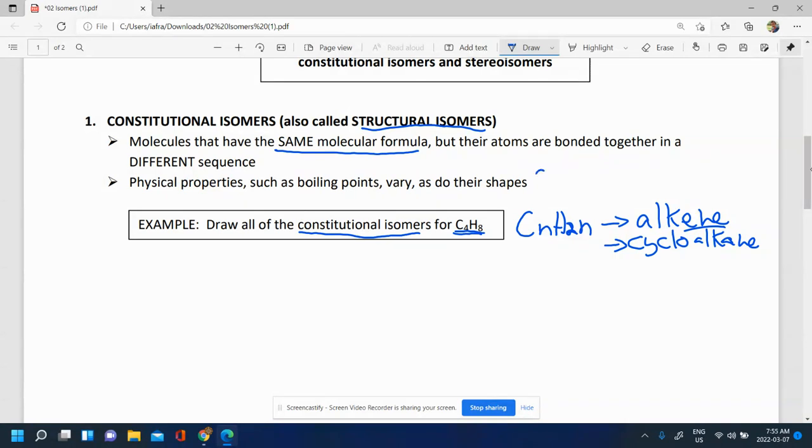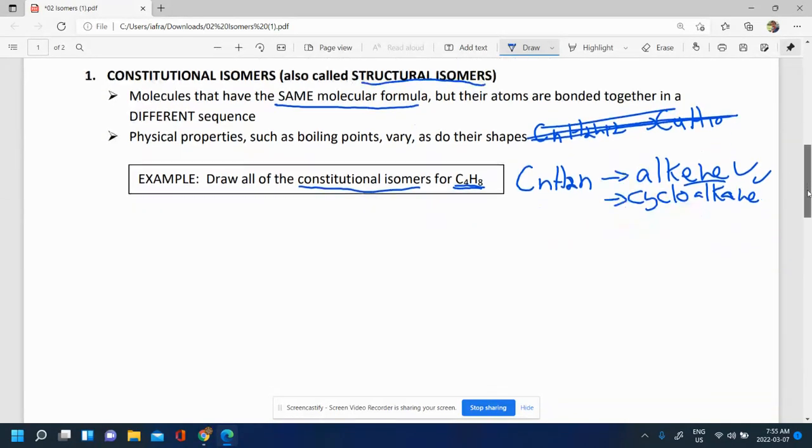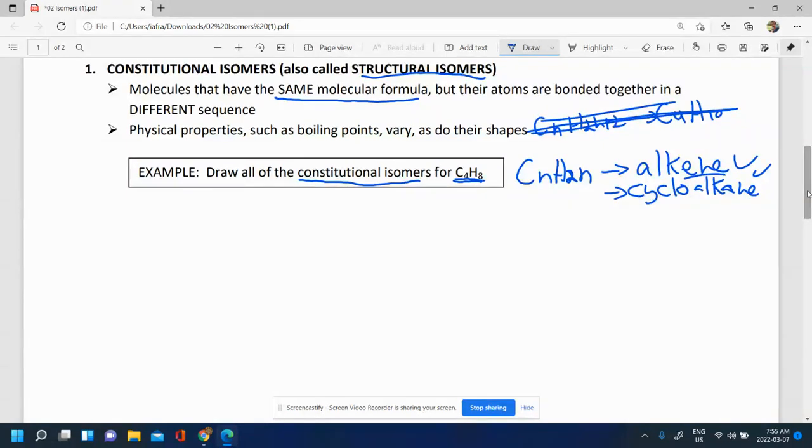An alkane would be CnH2n plus 2. So in other words, if this was an alkane, you'd see C4H10, and then you could do your isomers of that. But it's not that situation there. It's really this and this. So we need to see how many different alkenes and cycloalkanes we can make with C4H8.